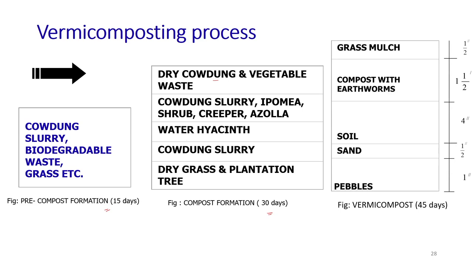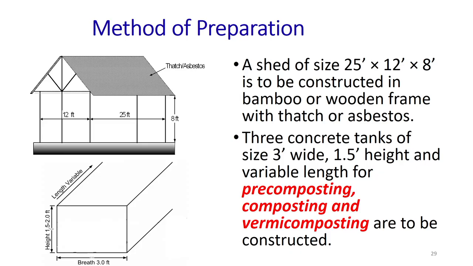Then finally, we'll have the vermicompost pit, where all those things have to be transferred, and we need to maintain as per the specifications, like grass, then we have composted earthworm, soil, sand, and pebbles, and this dimension has to be maintained. Then we can have a good quality fertilizer. So the method of preparation will be something like we need to prepare a shed, and then we need to have three different compartments: pre-compost, compost, and vermicompost of the dimension something like 3 feet by 1.5 feet, and then the shed has to be 25 feet by 12 feet by 8 feet.